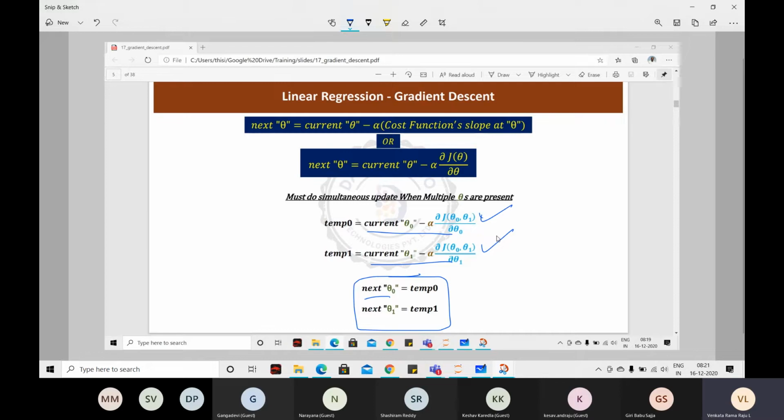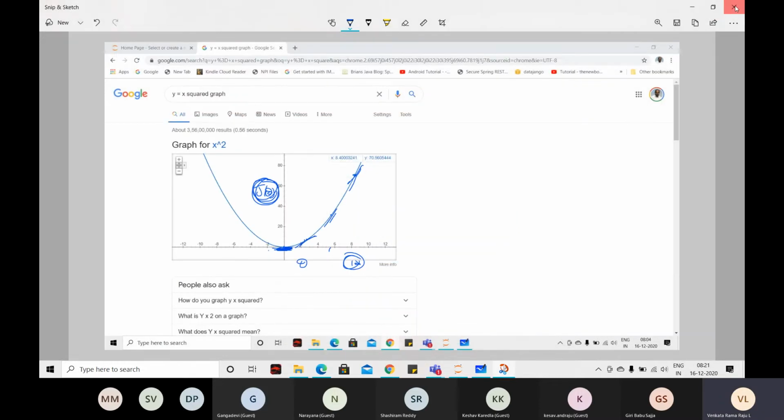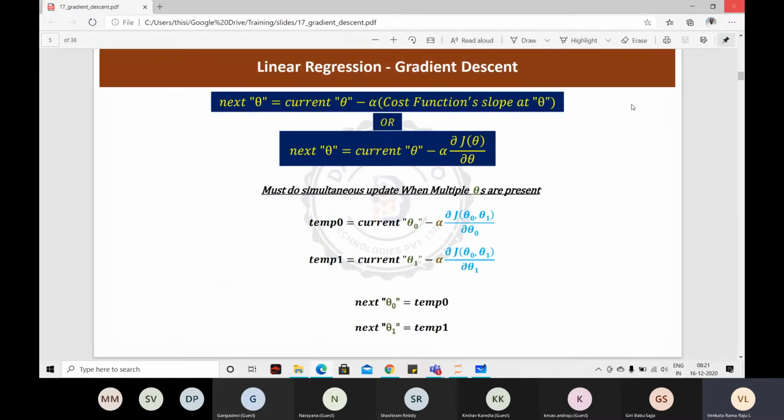Don't be worried about that. Simultaneous update, we'll talk about that later also. Any questions there? You can ask if you have. Don't be worried about it. If we go into that, we may get confused. Let me go forward and try to explain.